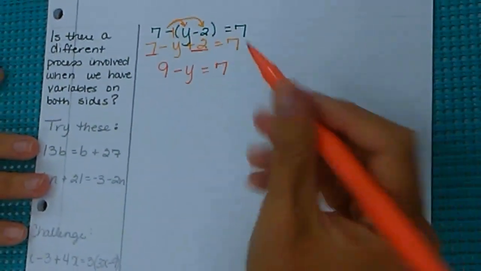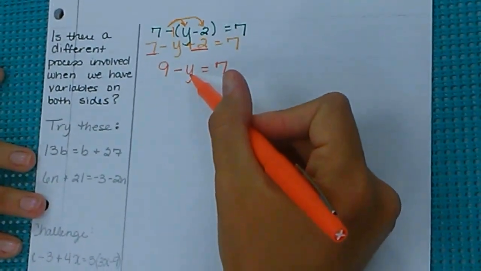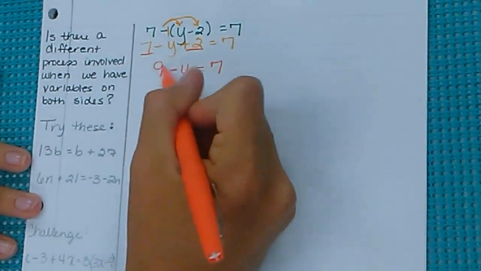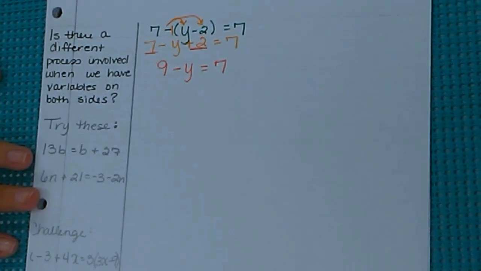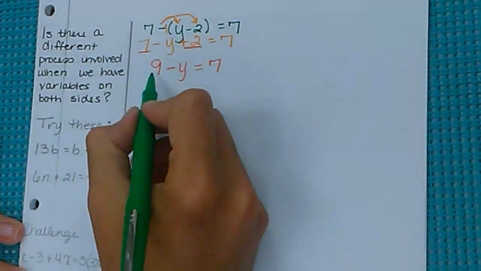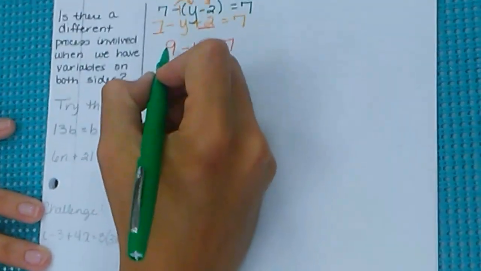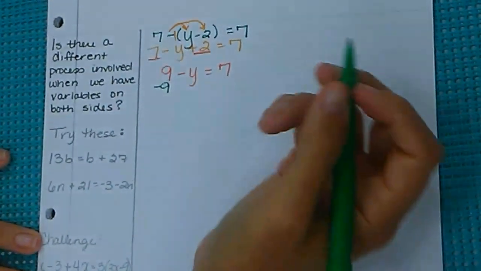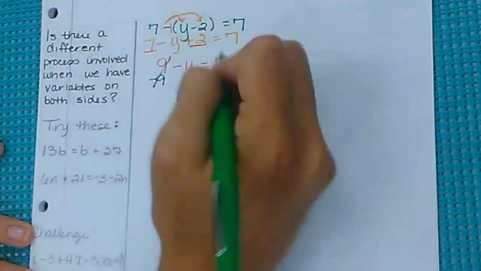Okay, how are we going to isolate this variable? How are we going to get this y by itself? Well, what do we need to get rid of? That 9. What's the opposite of 9? Well, hopefully you're thinking about that like a +9. So the opposite of a +9? -9, same thing. All right, so we subtract 9.